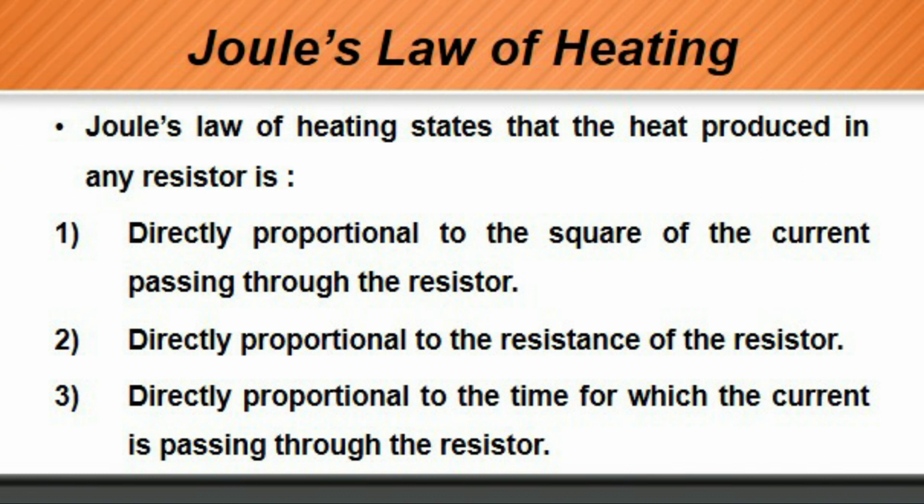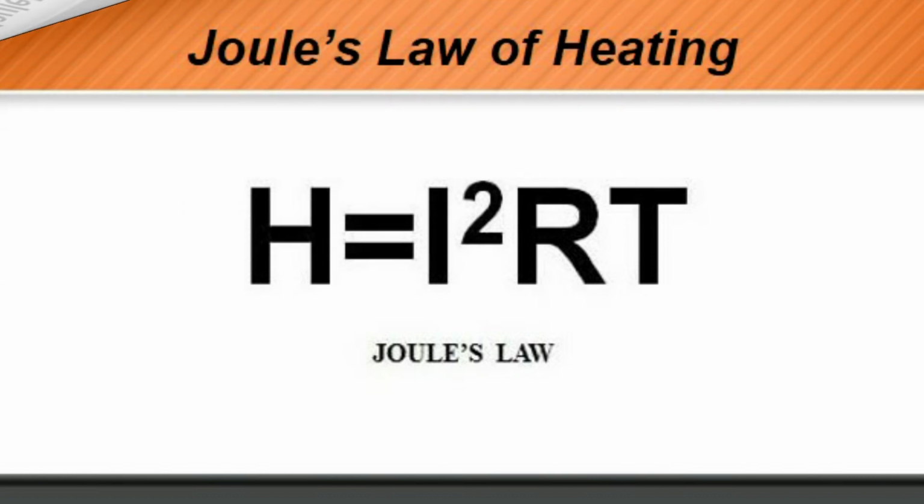Joule's law of heating states that heat produced in any resistor is directly proportional to the square of current passing through the resistor, directly proportional to the resistance of the resistor, and directly proportional to the time for which the current is passing through the resistor. H equals I squared into R into T, which is the energy supplied to the resistor in time T.